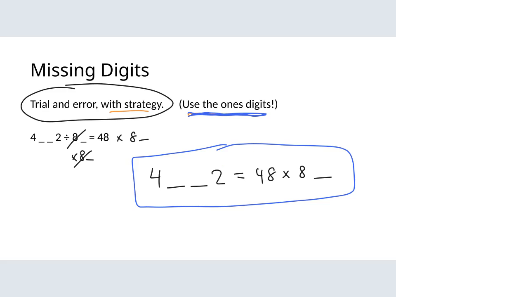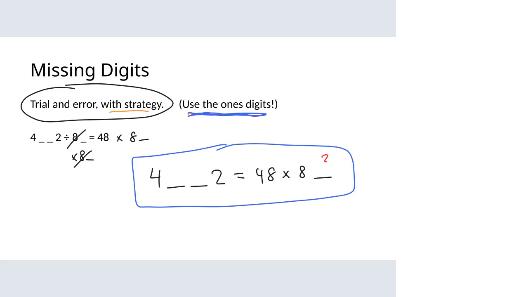Because my next question to you is, what is going to work? Not necessarily what's going to give me the right answer here, but what's even possible? What could possibly work over here? We're going to let these take care of themselves. We're going to focus in on this spot right here. What is it that I'm going to multiply together that's going to give me a 2 in the ones place?